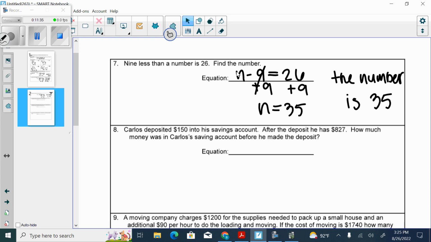So what would that look like? Plus. Do we know how much was in there to begin with? No. So some unknown, right? Any letter, or what letter do you use? What are you going to use? n. Okay. So some amount of money plus you went and added 150 to it, right? After he deposited that much money, he ended up with this much. So what do I want to do? Nice. And they want to know how much was in there before he added the 150. So what are we going to do?